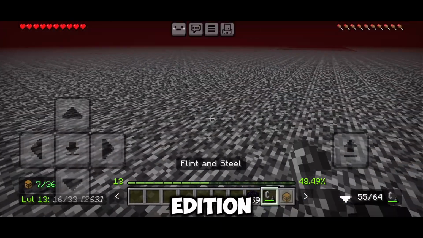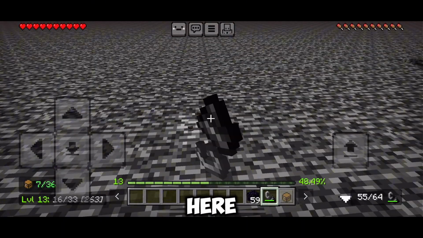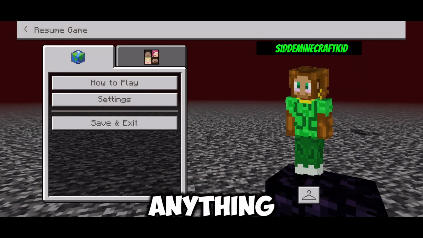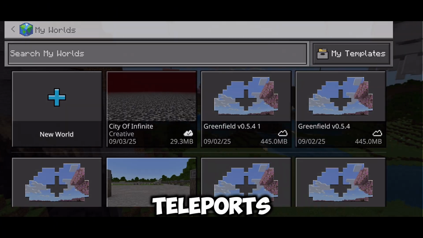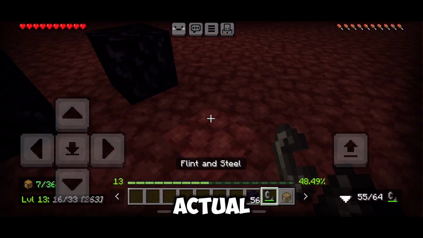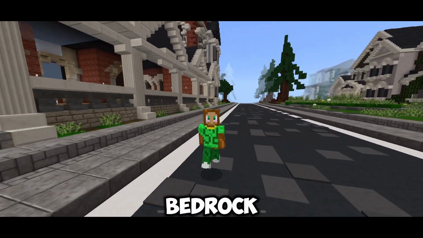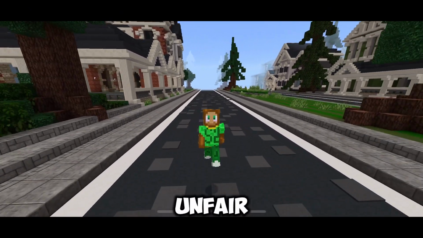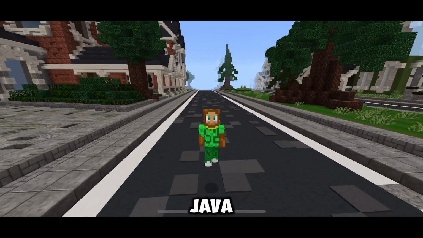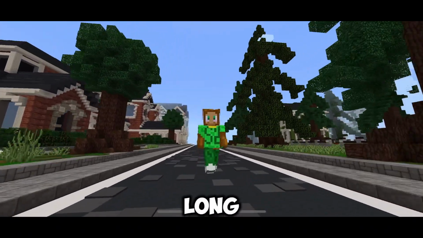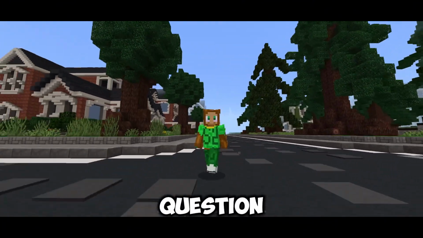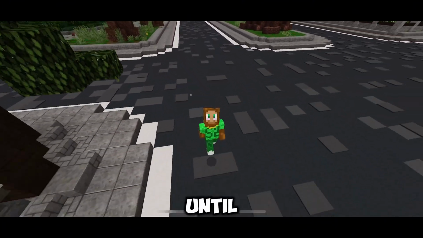However, in Bedrock Edition, although players can get here, they can't place blocks or interact with anything, and logging out and back inside the game teleports them back inside the actual nether. And for a long time, Bedrock players have been complaining about how unfair it is that a bug can give Java players such a nice advantage, while they have had it patched a long time ago. And the question has been unanswerable until now.